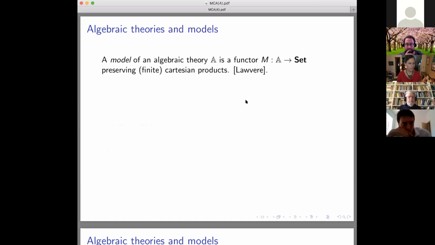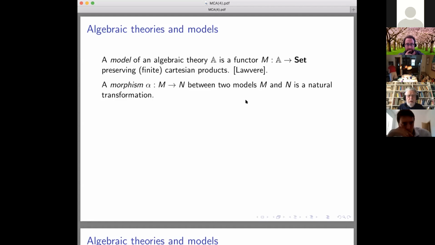Okay, now a model of an algebraic theory A is a functor preserving finite Cartesian products from A to Set. You see, it could be defined to be an algebraic functor, I could say. But since Set is a large category, I make a distinction between a small category with finite product and a large category like Set. So Set is not regarded here as an algebraic theory. Now, a morphism between two models is a natural transformation.